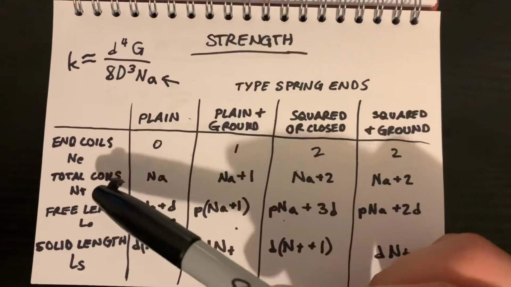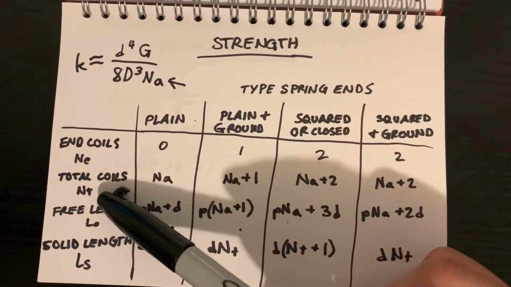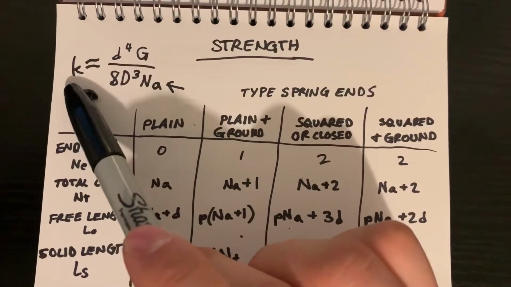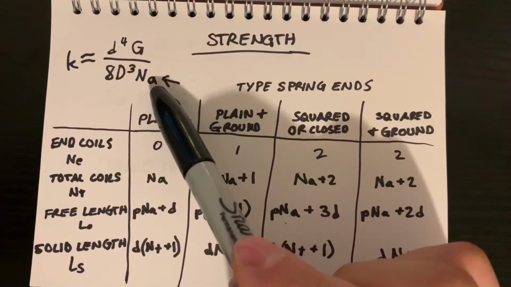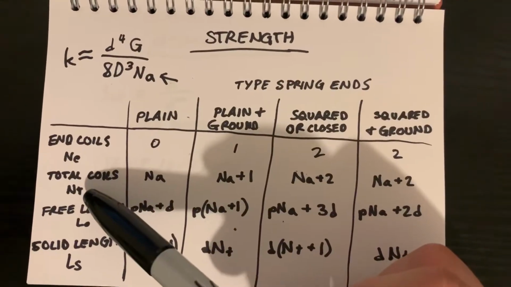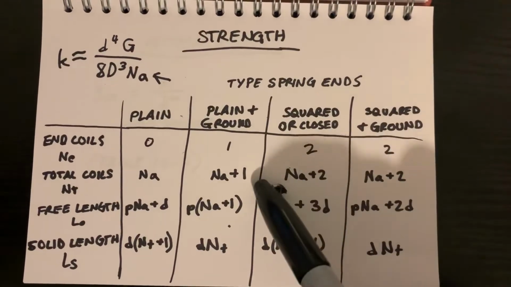One of the most important ones is N_T, which is the total coils, which is not the same as the N in the equation for the spring rate. That N is N sub A, while the total coils is N sub T. And depending on the spring end, it'll be different.